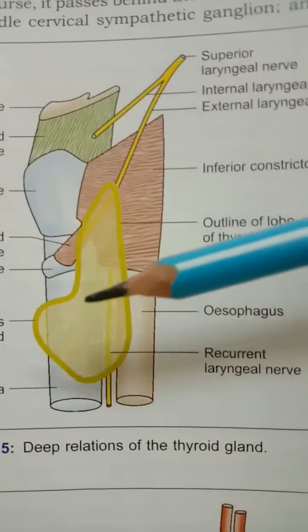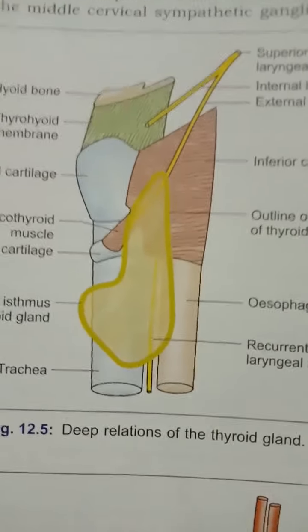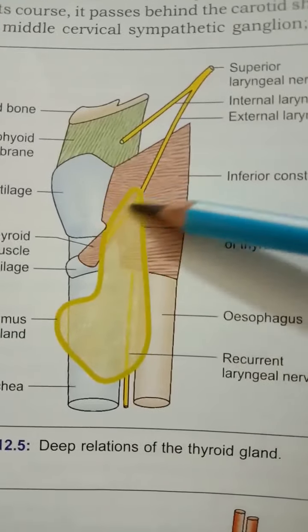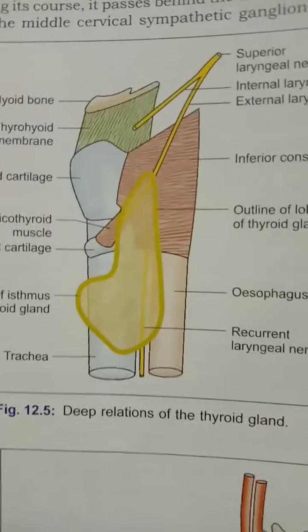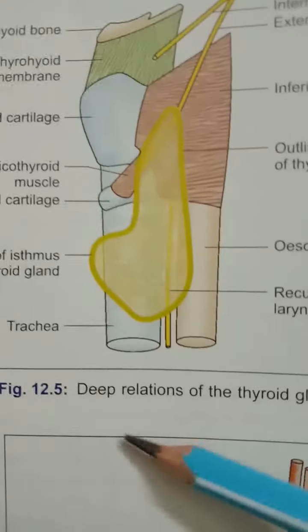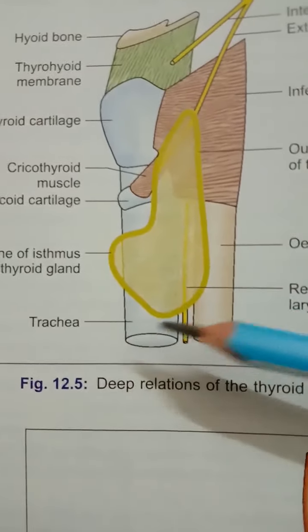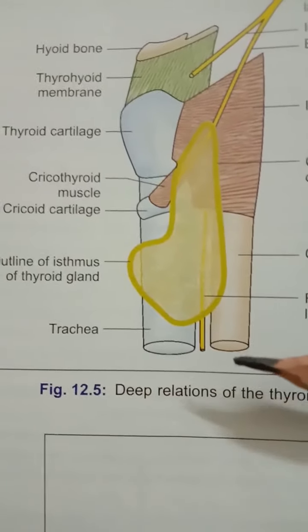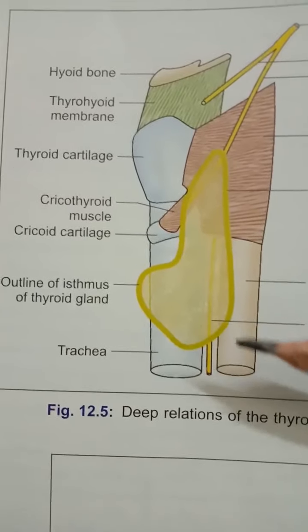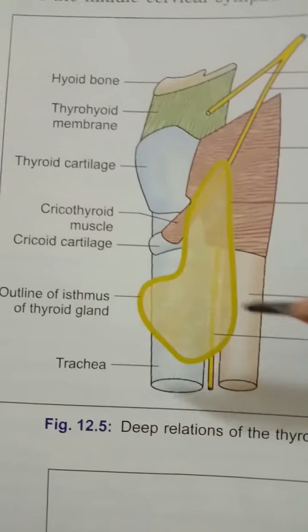Then let's see the apex of the thyroid lobe. The apex is directed upwards and slightly laterally, and it extends up to the oblique line of the thyroid cartilage. Then the base. The base extends up to the 5th to 6th tracheal ring, and it is related to the inferior thyroid artery.